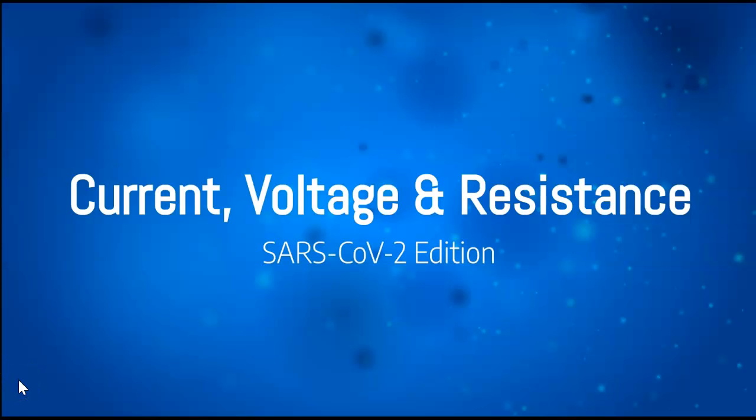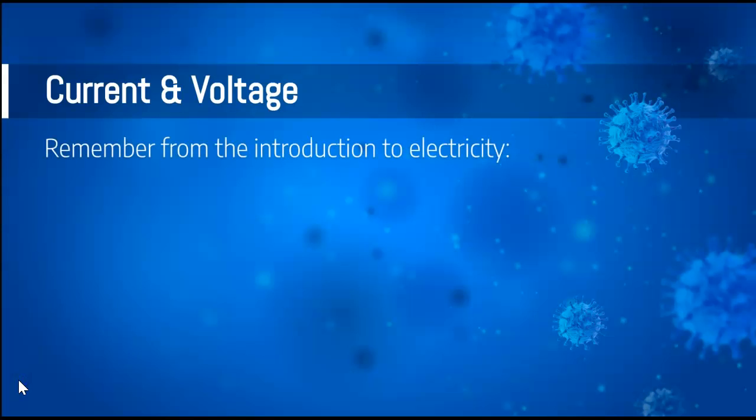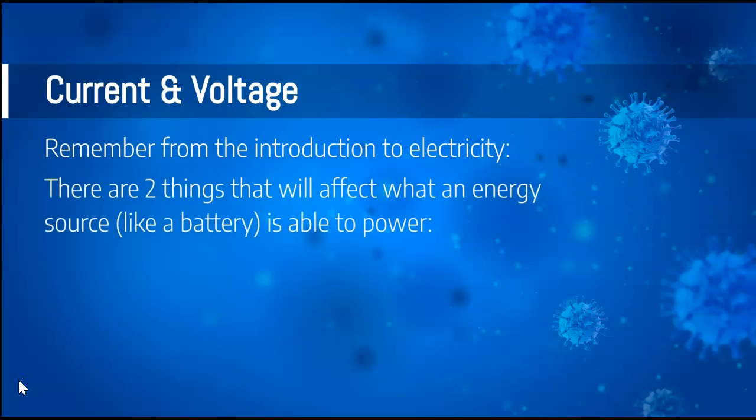All right, let's talk about current, voltage, and resistance. Now, current and voltage. Let's look back at what we talked about a little bit earlier in the electricity unit. When we did our introduction, we said there are two things that will affect what an energy source, like a battery, is able to power.